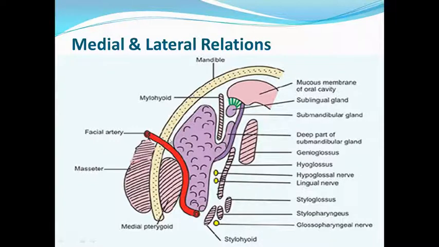Now talking about the lateral surface relations, we will have the mandibular fossa of the mandible. Then we have the insertion of medial pterygoid, and lastly we have the facial artery. So facial artery, insertion of medial pterygoid and mandibular fossa of the mandible will be in relation to the lateral surface of the superficial part of the submandibular gland.